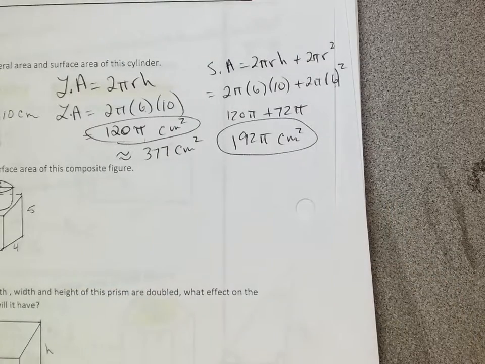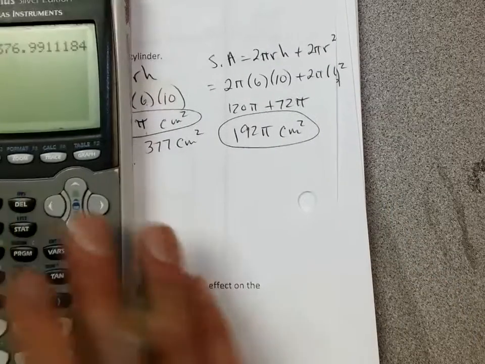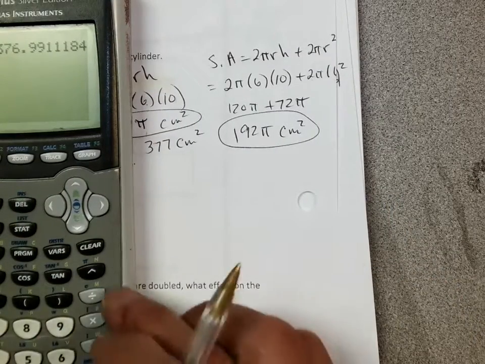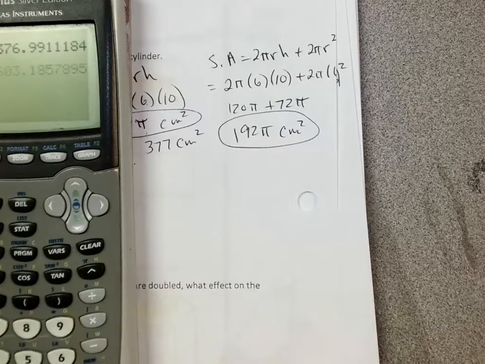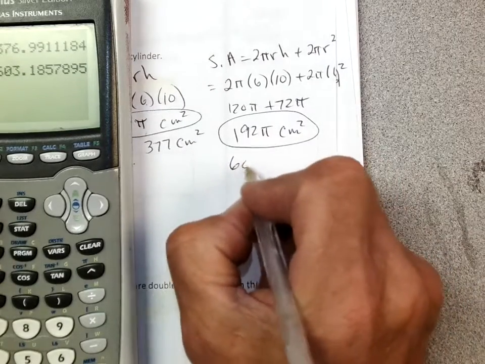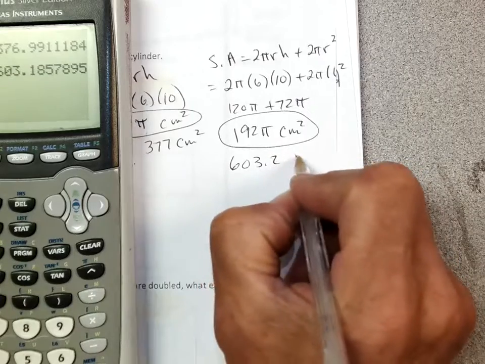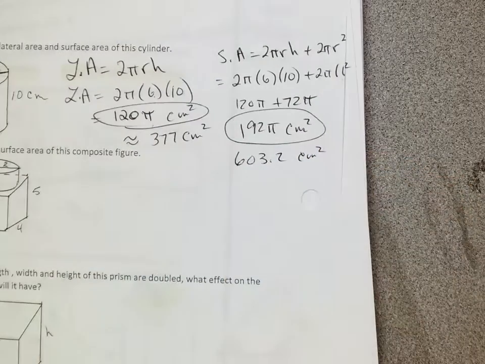That's a math teacher answer or a practical answer. 192 pi, or about 603.2 centimeters squared. Okay.